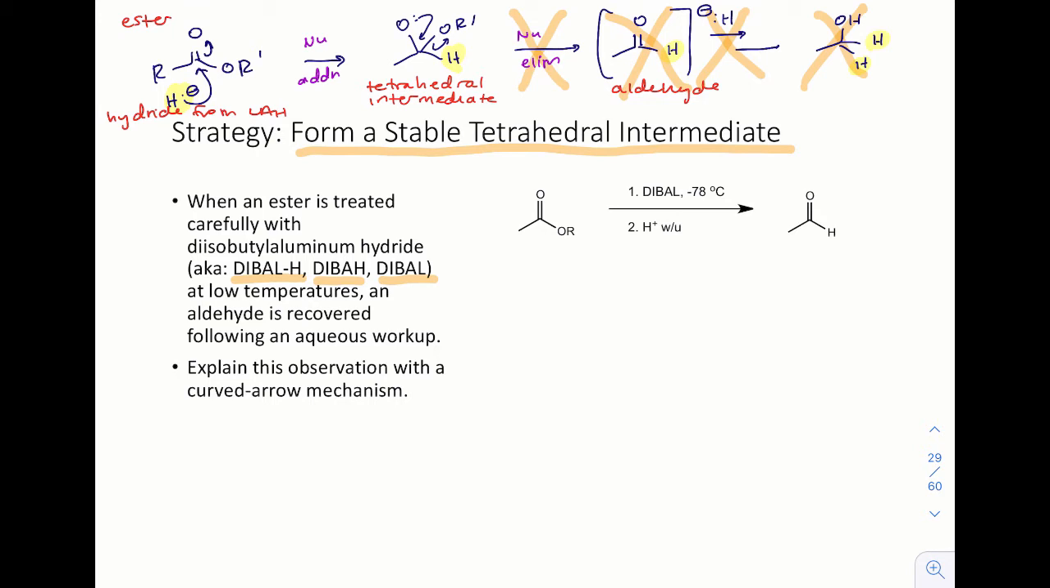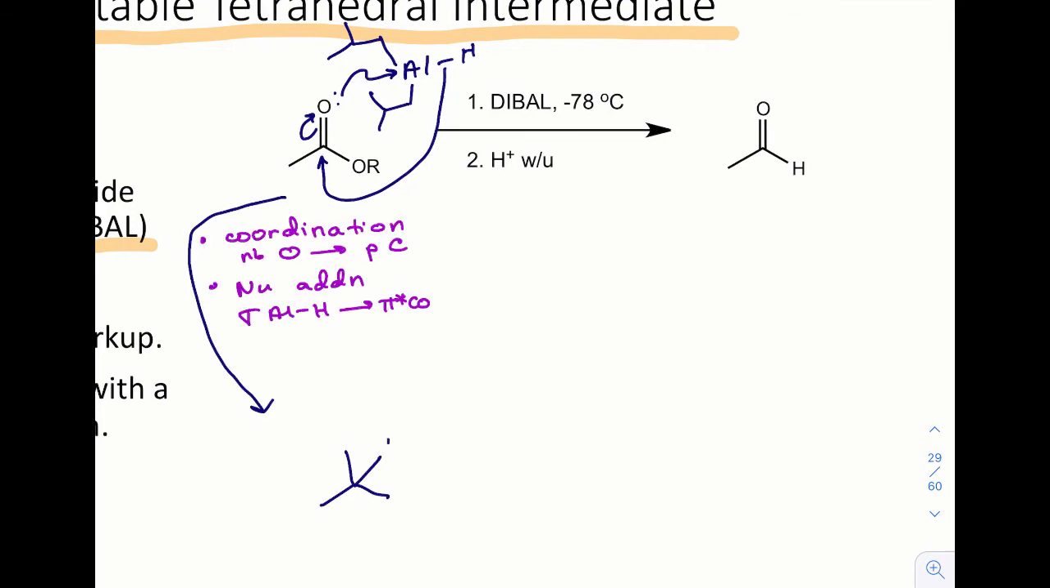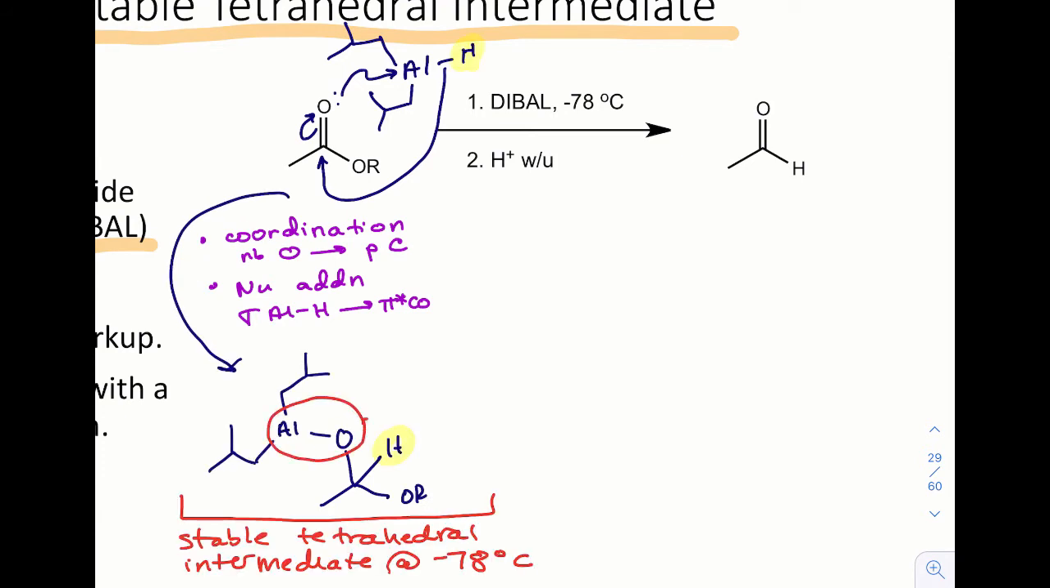Let's explain this observation with a complete curved arrow mechanism. The aluminum atom in diisobutyl aluminum hydride has an empty p orbital to which the oxygen can coordinate. At the same time this coordination is happening, the electrons in the aluminum hydrogen bond add to pi star CO in a nucleophile addition step. This nucleophile addition results in a tetrahedral intermediate that looks like this. Because of the coordination between aluminum and oxygen, this tetrahedral intermediate is stable at -78 degrees Celsius.